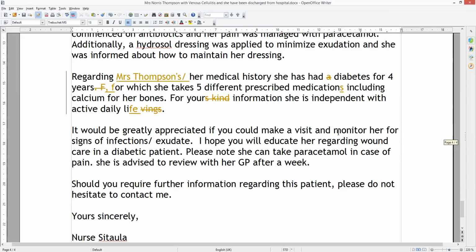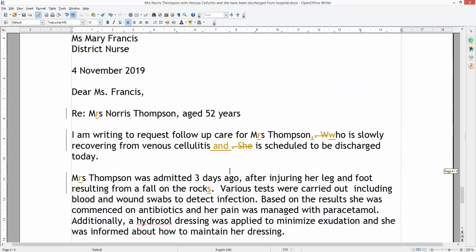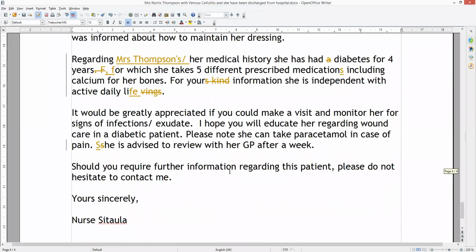So, okay, we'd greatly appreciate it if you could make a visit and monitor her for signs of infection, exudate. I hope you educate her regarding wound care. Patient, please note, take paracetamol in case of pain. She's advised to review with a GP after a week. Okay, so that's not so bad now.